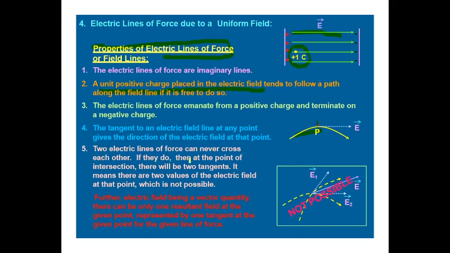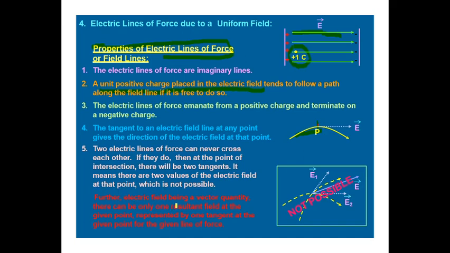Two electric lines of force can never cross each other. These two electric lines of force never cross each other. If they cross each other, then there will be two electric field lines, E1 and E2, at the point of crossing. It is not possible to have two electric field directions at the same point. If they did cross, then at the point of intersection there would be two tangents. It means there are two values of the electric field at that point, which is not possible.